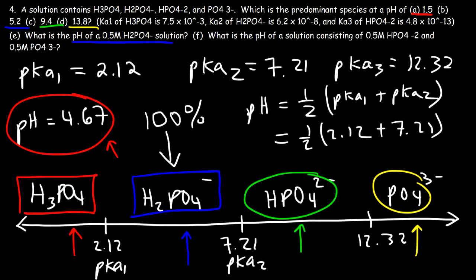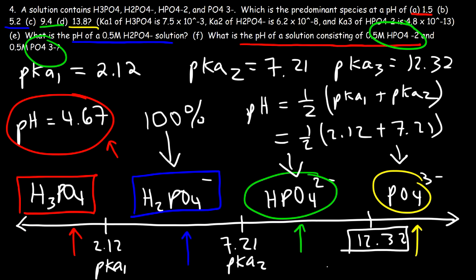Now let's move on to part F. What is the pH of a solution consisting of 0.5 M hydrogen phosphate and 0.5 M phosphate? So here we have a buffer. We have equal amounts of the weak acid and the weak base. And whenever you have equal amounts of acid and base in a buffer solution, the pH is equal to the pKa. So here is the acid, HPO4 2 minus, and here's the base. And here's the pKa that's between them. So the pH is going to be equal to the pKa, so it's 12.32.